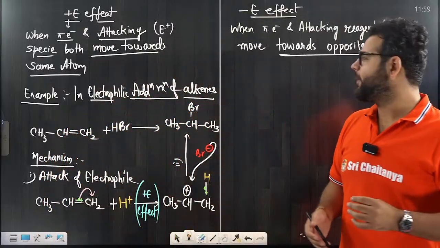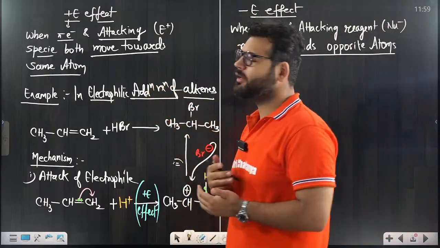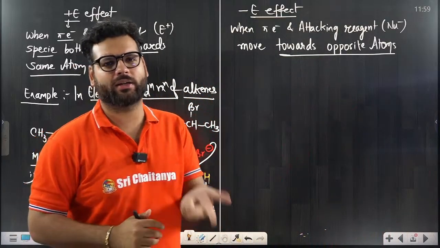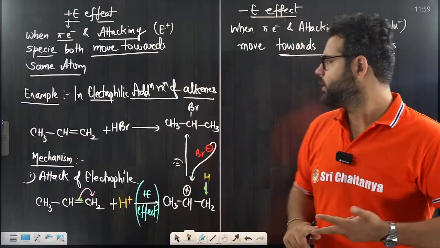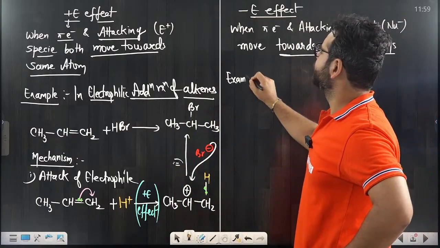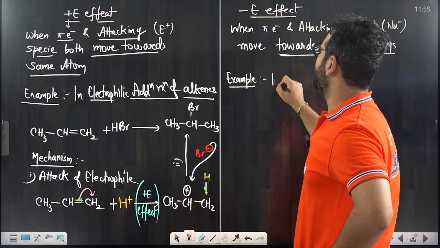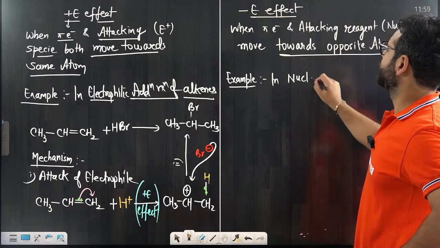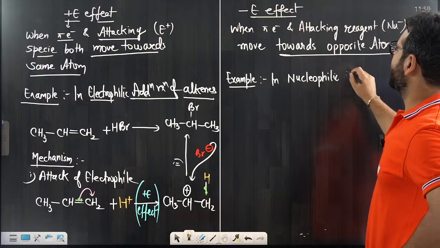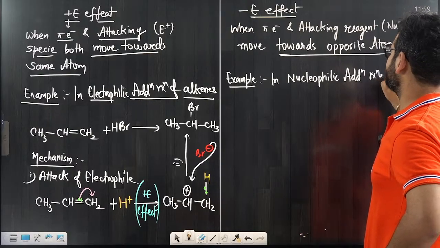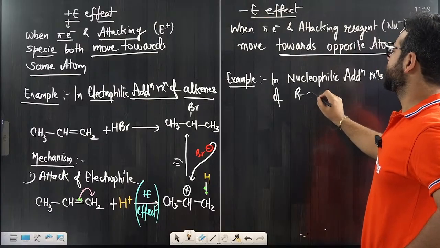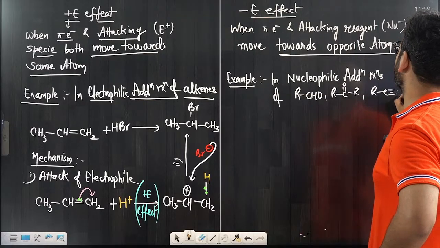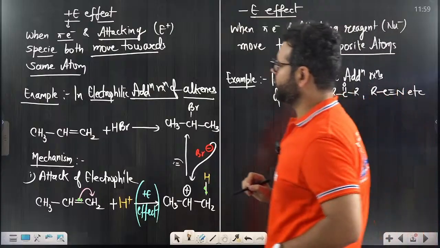When will this happen? This will happen in nucleophilic addition reactions. Where will you see nucleophilic addition reactions? Yesterday I told you, in the chapter aldehydes, ketones, and nitriles, meaning cyanides. So for example, we can mention nucleophilic addition reactions of aldehydes, ketones, cyanides, etc. Many more functional groups can be there, but these are the main ones in your syllabus.